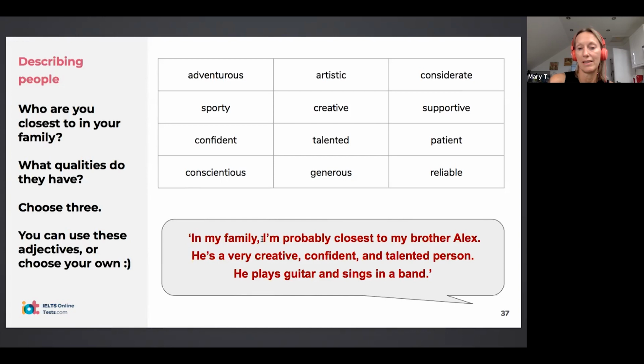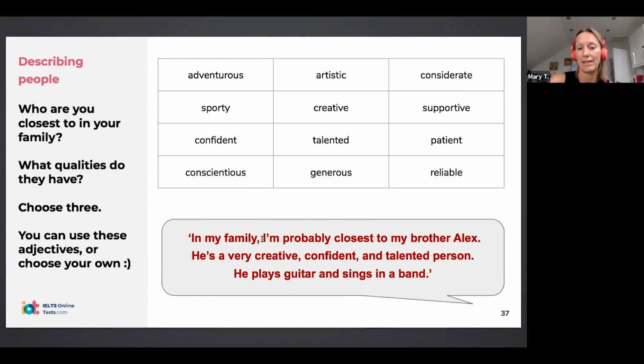So the example we've got here, so in my family, I'm probably closest to my brother Alex. Okay, so that's answering the question. And then giving a reason. So he's very creative, confident, and a talented person. And then you can give an example. Okay, he plays guitar and sings in a band.